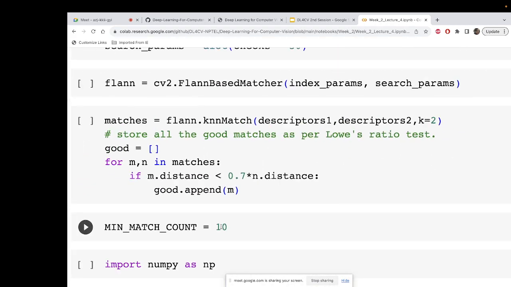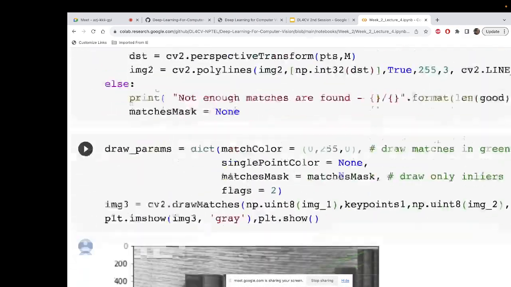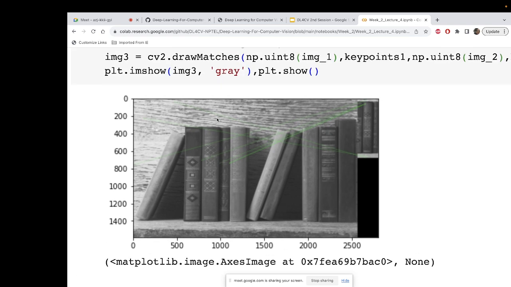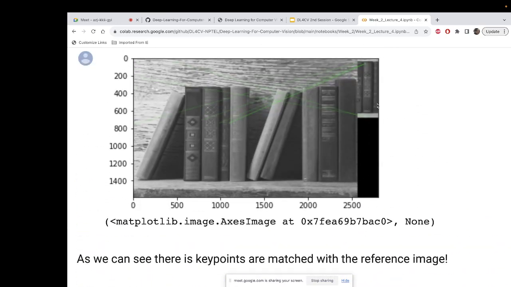Now you are trying to match these two, and in the final output image, when you match the key points, you will see that this is the second image and this entire thing is the first image. You will see that it is able to identify the matching key points. The descriptor is robust to these changes, so it is able to detect these particular books as similar.